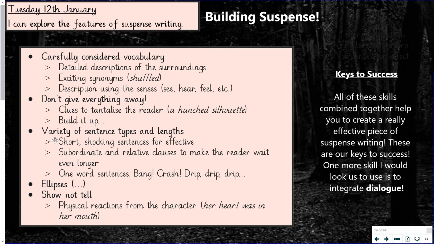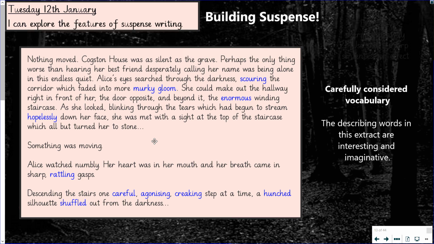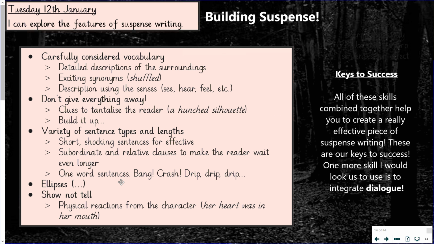But don't give it all away at the start. As with lots of writing, but particularly with this piece of writing, we want a good variety of sentence types and lengths: short, shocking sentences for effect, but also some longer sentences with subordinate and relative clauses to make the reader wait even longer, more detailed sentences. And perhaps even, it's not in this extract, we can quickly flip back to that extract. It's a really good example of a mini waggle for suspense writing because it has all those features in. But the one thing it hasn't got is those little one-word sentences such as "bang" or "crash" or "drip, drip, drip," because they can be really effective.